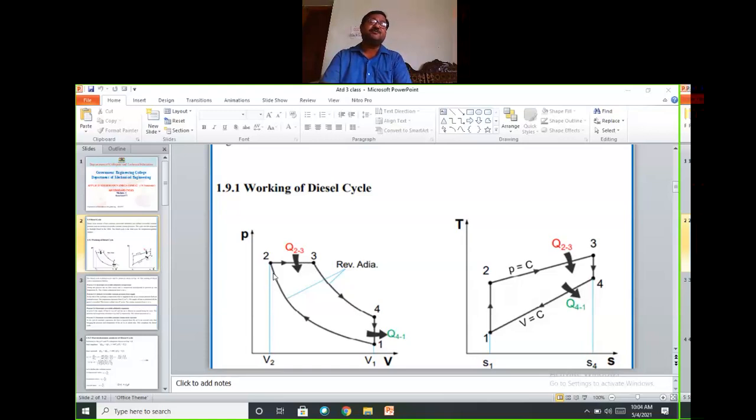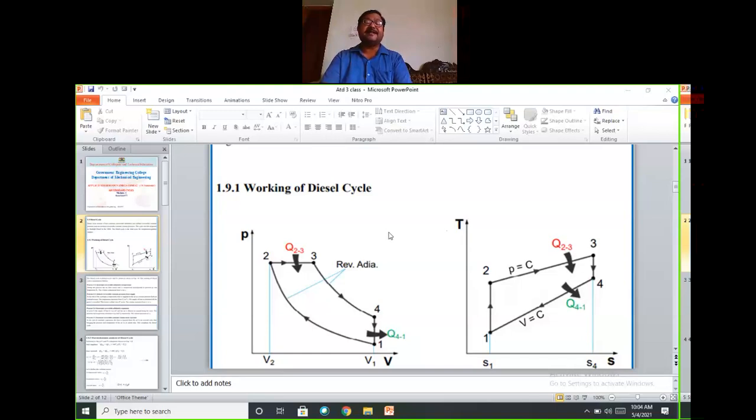And then the specific heat of the working fluid. The working fluid is the ideal fluid, that is the air. For the working fluid air, the specific heats are the same. There is no change in the specific heats, and also no change in the kinetic energy and potential energy. Like that, whatever assumptions we made, all hold good in this cycle also.